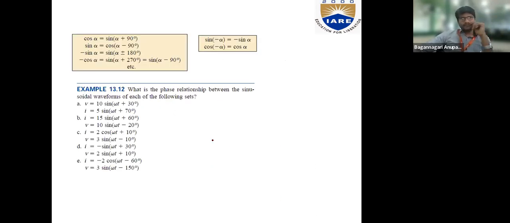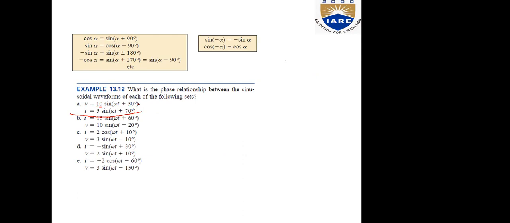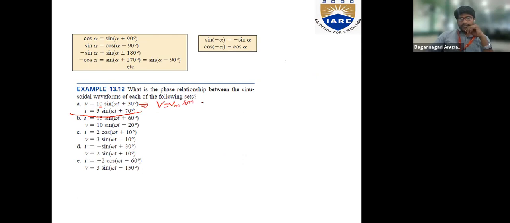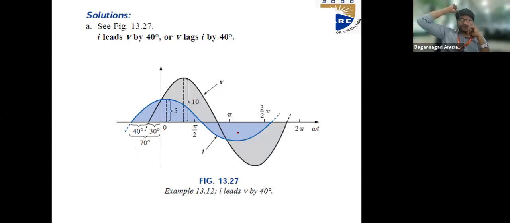These are some examples I can show you. Voltage is represented as V equals V max sine omega t plus theta, or else plus some value like 30 degrees. And what is I? I equals I max sine omega t plus theta, or else I say theta 1, theta 2. So how do I represent these two terms in a waveform representation?